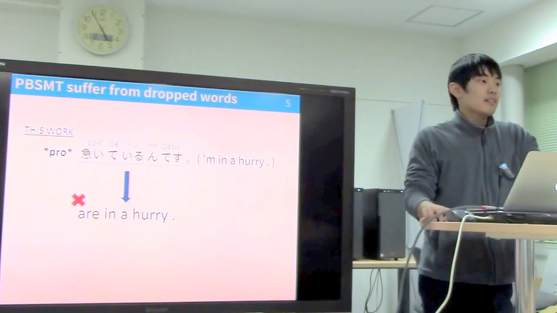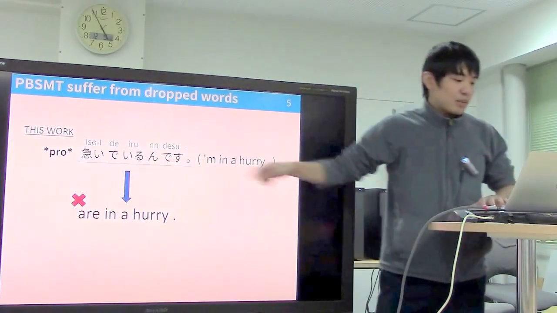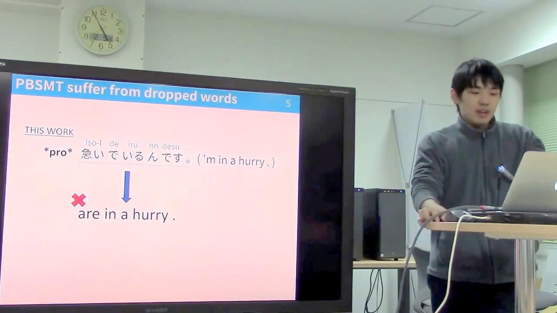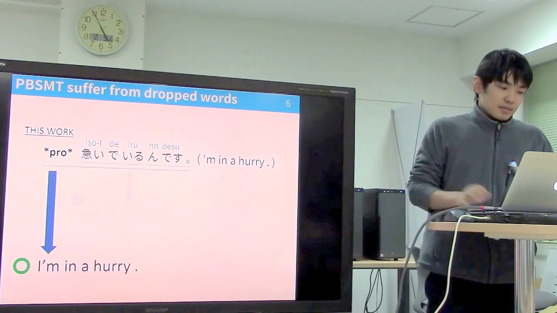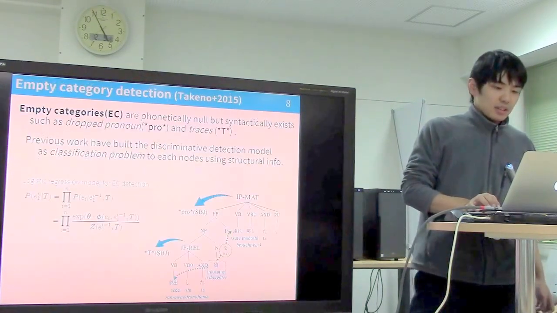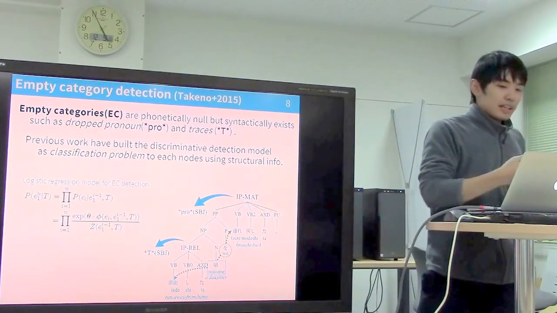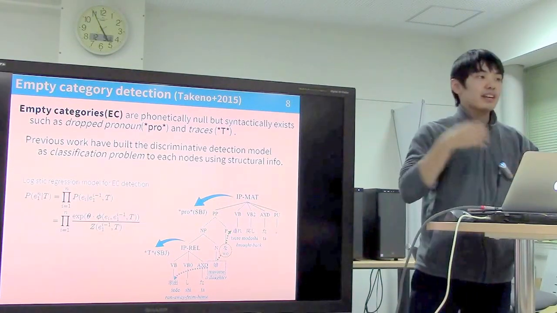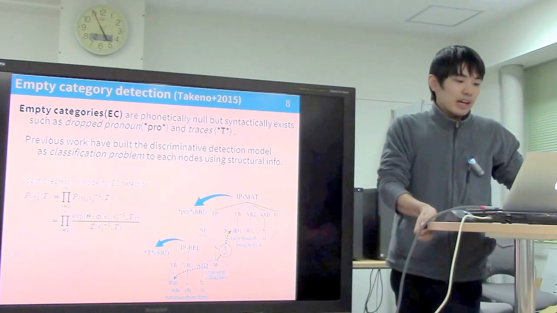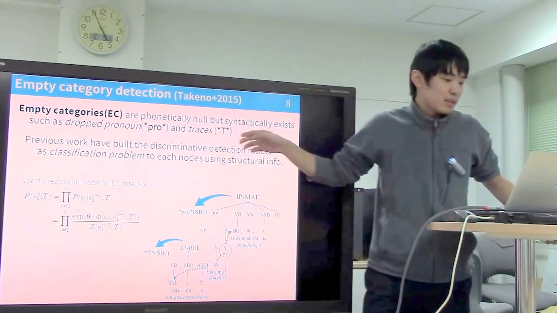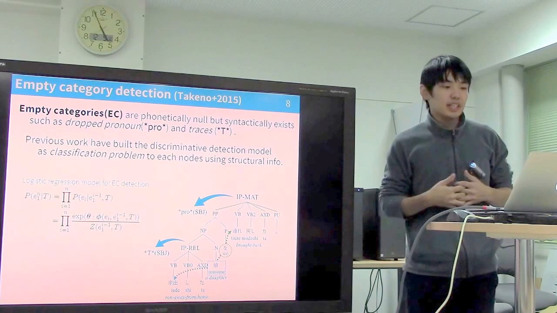In our work, we call such dropped pronouns in source sentences empty categories, which is proposed based on linguistic motivation. Sorry, I'll explain about the empty categories. Empty categories are phonetically null elements but exist syntactically. They include dropped pronouns and traces of movement of noun phrases, which is roughly equivalent to the relative clause in English.